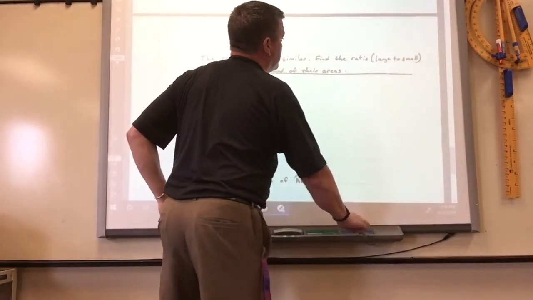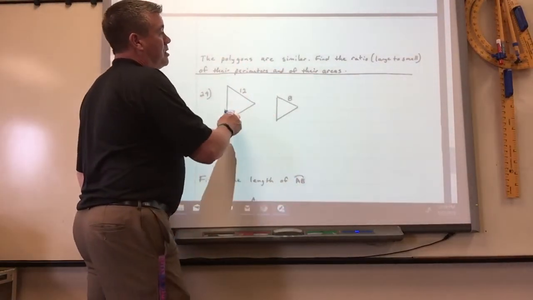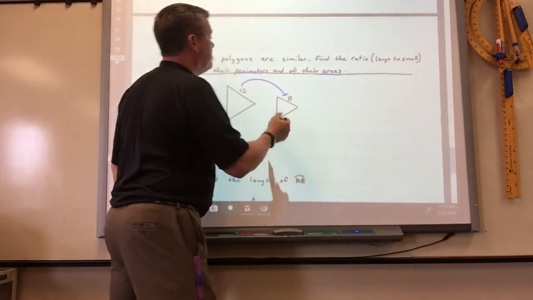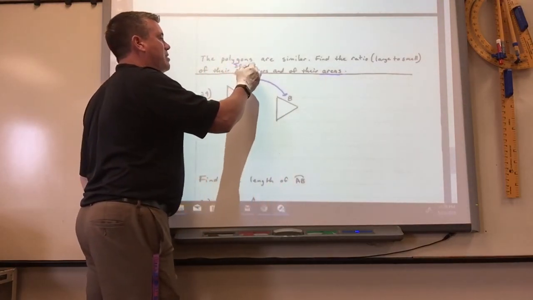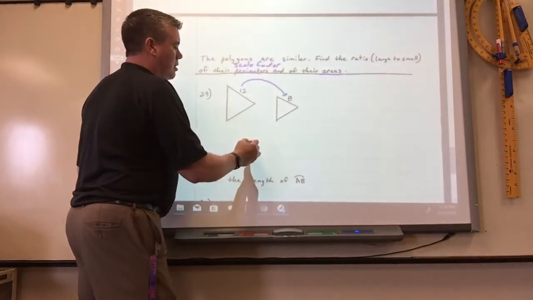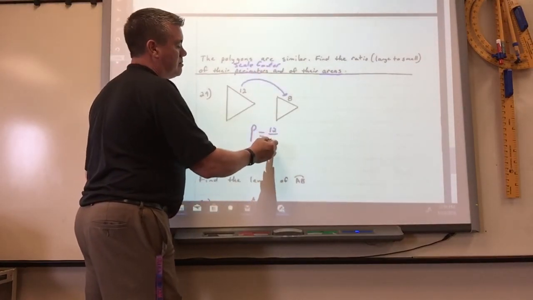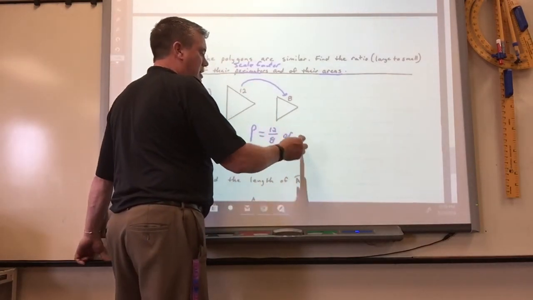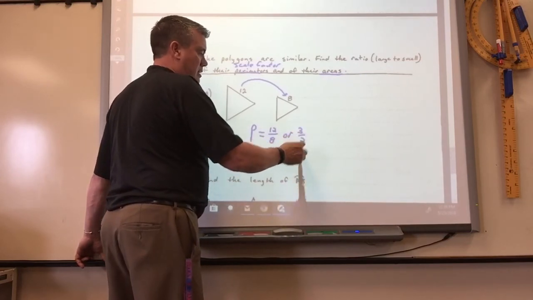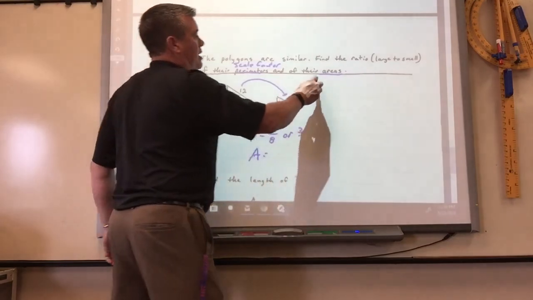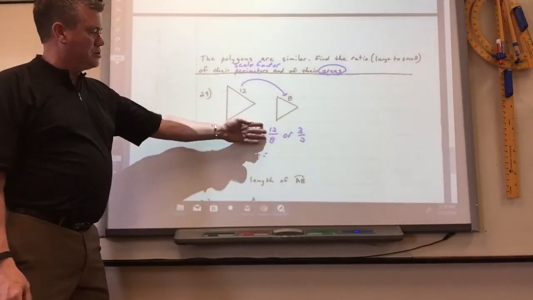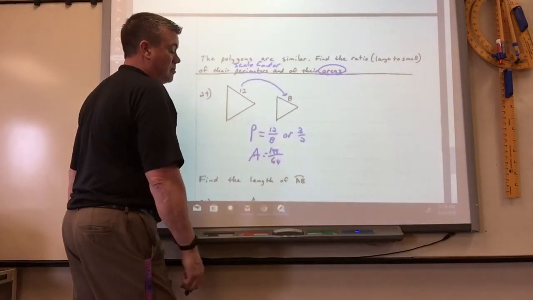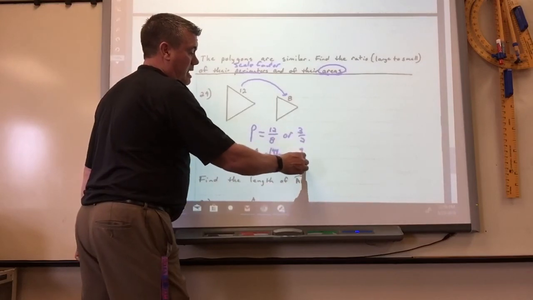Okay, another one from the last test. Similar, so find the ratio of large to small of the perimeters and areas. The ratio of perimeters is the same exact thing as the scale factor. So the ratio of the perimeters is 12 to 8. Just a side to a side. You don't need to reduce, but you can. I could divide them both by 4, get 3 to 2. Then the ratio of the areas, area is squared, so all you do is you square your numbers. Square the 12, square the 8. If you reduced it, that would have been 9/4.